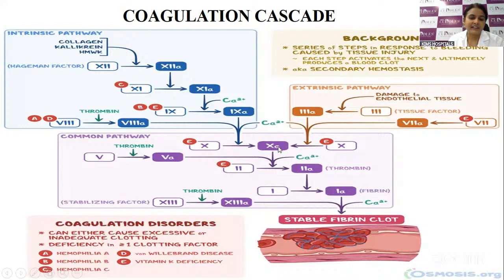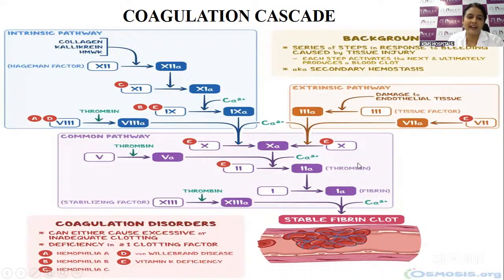Now, the activated 10th factor in the common pathway combines with the factor 5 and calcium and forms a prothrombinase complex. This prothrombinase complex activates prothrombin to thrombin, and this thrombin further cleaves the fibrinogen to fibrin. And the fibrin, with the help of calcium and the activated 13th factor, forms the stable fibrin clot. Thrombin has various actions.